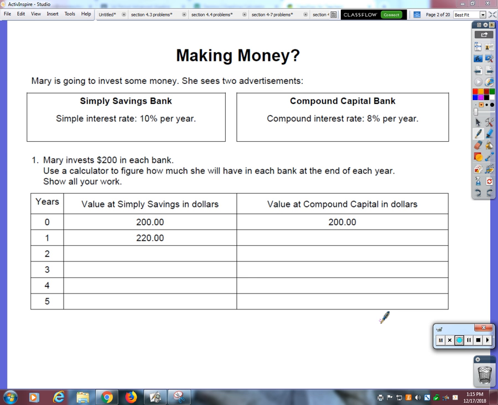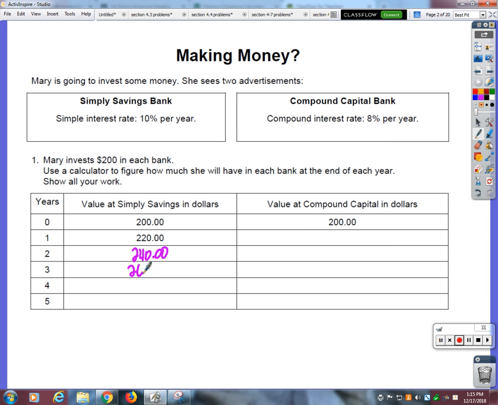10% of the 200 is 20, so that means they gave you $20 interest, okay? Simple interest, again, they're always just going to give you interest based on your initial deposit. So how much do you get in interest for the next year? Right, this is going to be $240 because you get another free $20. What will the next one be?